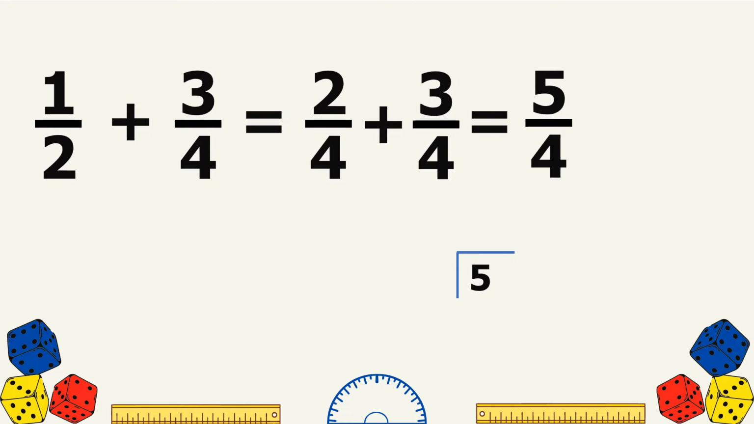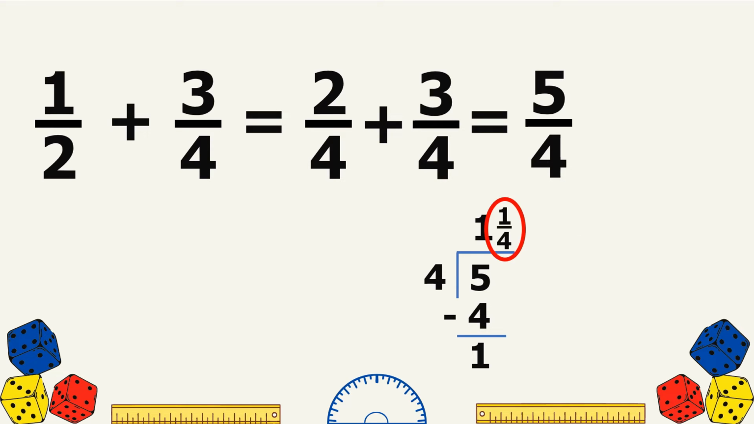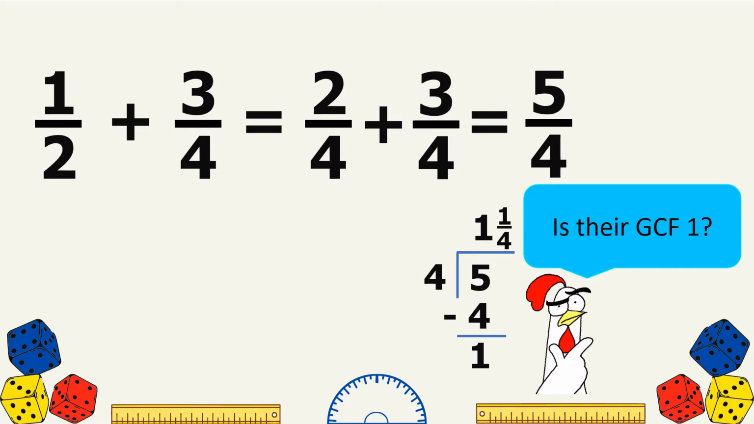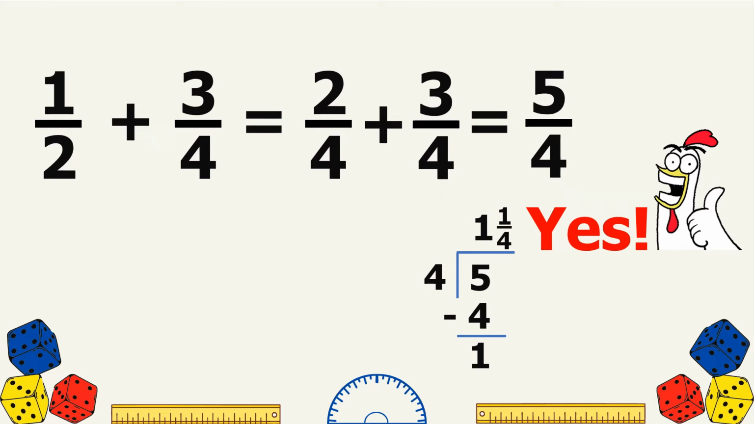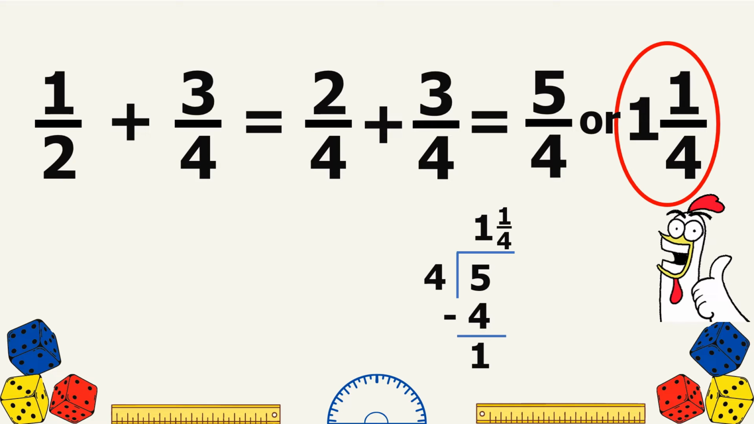So 5 divided by 4 equals 1. Then 1 times 4 equals 4. Then subtract: 5 minus 4 equals 1. The remainder, which is 1, will be the numerator. And the divisor, which is 4, will become the denominator. And we need to express the answer in the lowest term. So let's see if 1/4 is already in the lowest term. So is the GCF of 1 and 4 1? Yes, it is. So the answer is 1 and 1/4.